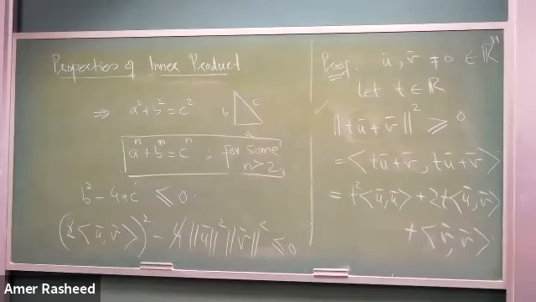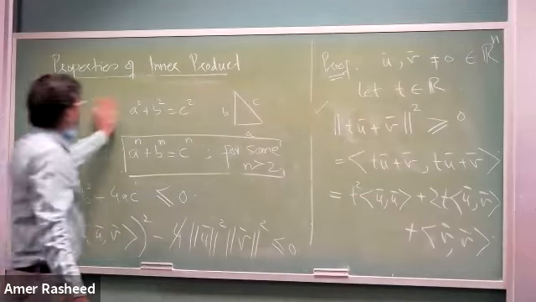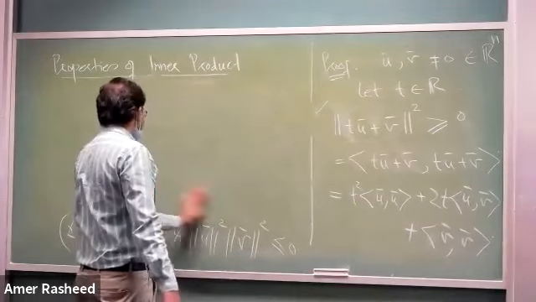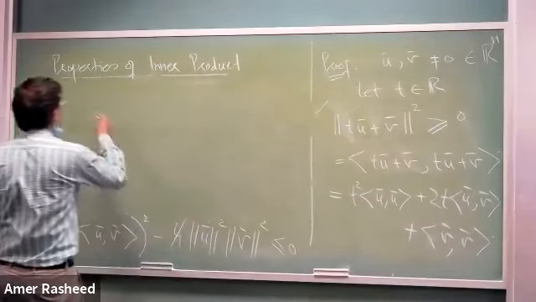Next concept is angle between two vectors. You have studied angles. If you have two vectors, what will be the angle between them? Cosine of theta. How do we define it?